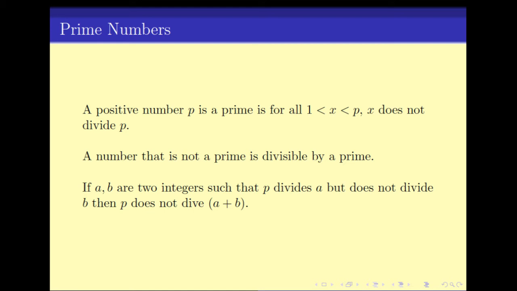And this is an important thing. If I have two numbers A and B, if P divides A and P doesn't divide B, then P does not divide A plus B. This is something that we did in our first week, and we will be needing this particular number theoretic observation in this proof. So what is the problem?